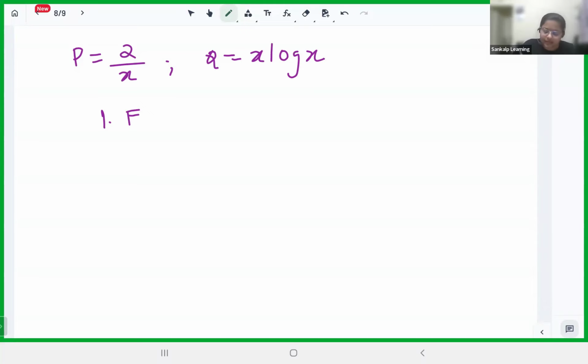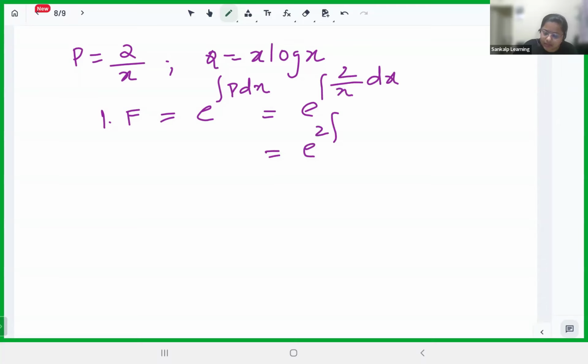Okay, what is the integrating factor? It is e raised to integral p dx. So this is e raised to integral 2 by x dx. Since 2 is a constant, we can take it outside. So 1 by x dx.